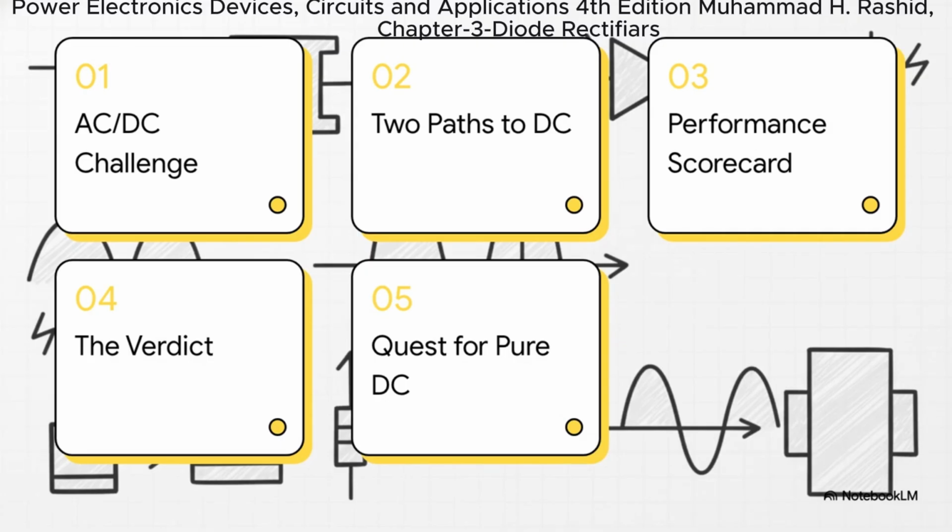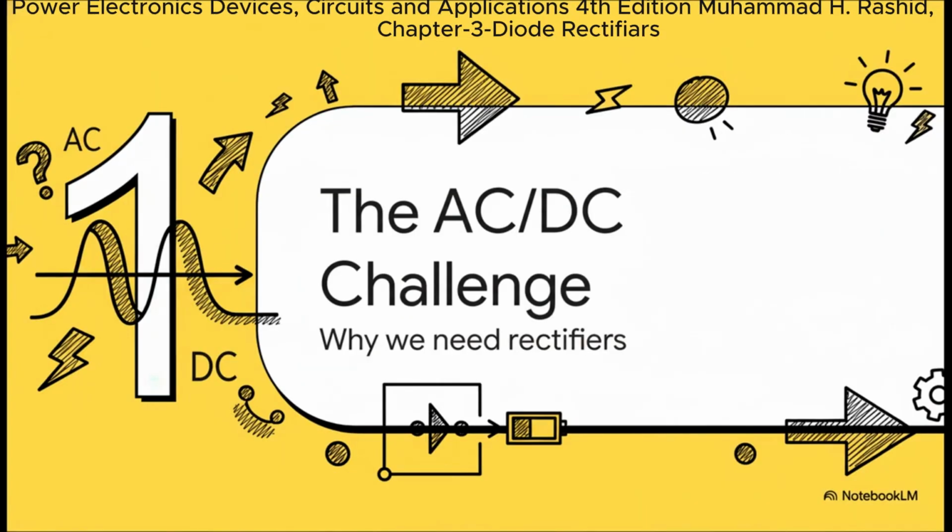rectifier. So here's our game plan for today. First, we'll lay out the fundamental engineering problem we're trying to solve. Then, we'll look at two classic designs that try to tackle it. After that, and this is the important part, we'll create a performance scorecard so we can judge them like engineers, see how they stack up, and pinpoint the one huge problem that these simple circuits just can't solve by themselves. Okay, let's just jump right in.